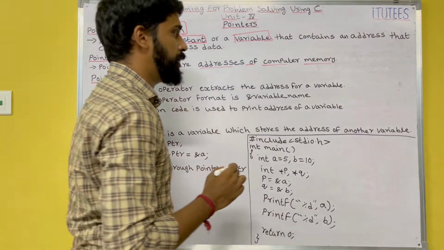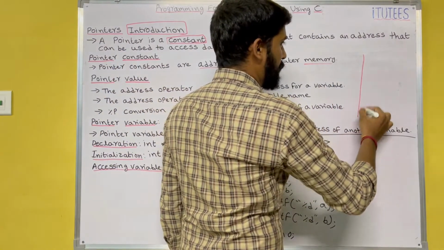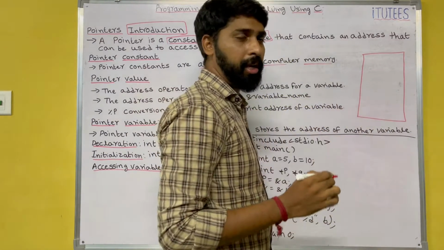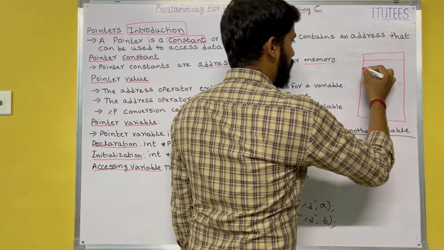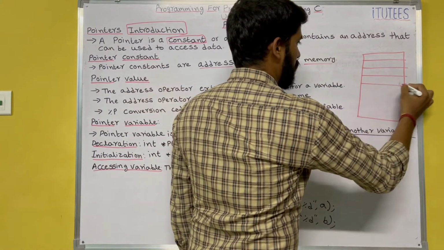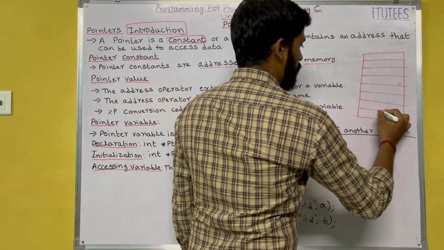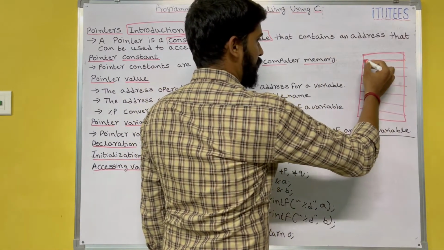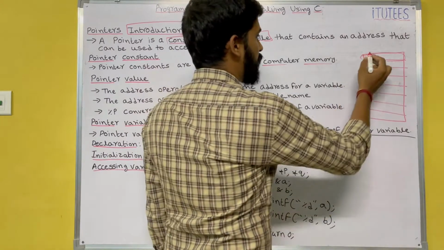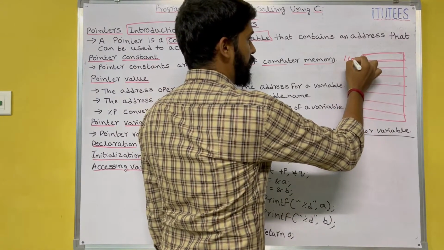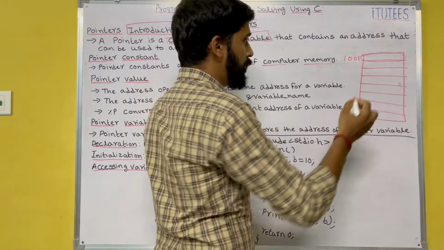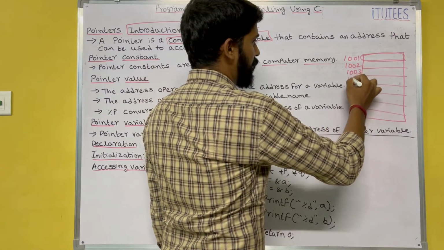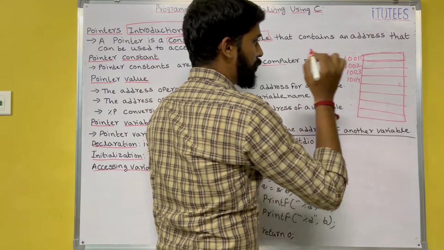So let us assume that this is the computer memory. The memory can be organized in the form of bytes. For example, these are the bytes. Now, each location is indicated with one number. For example, this location is indicated with the number 1001. The next one 1002, 1003, 1004 and so on.